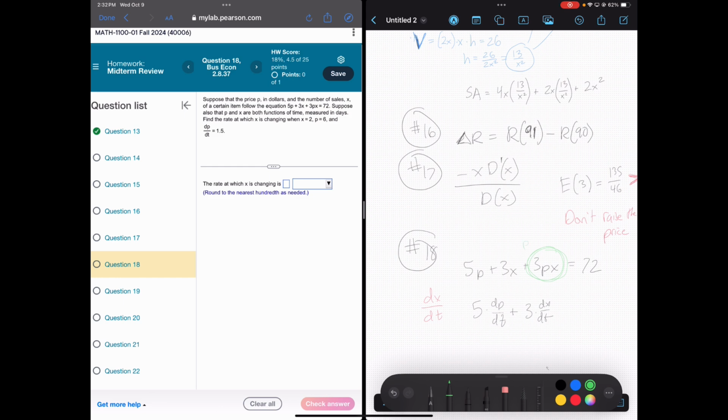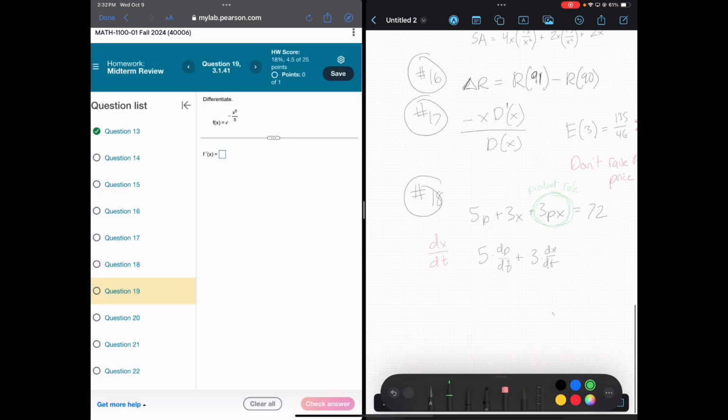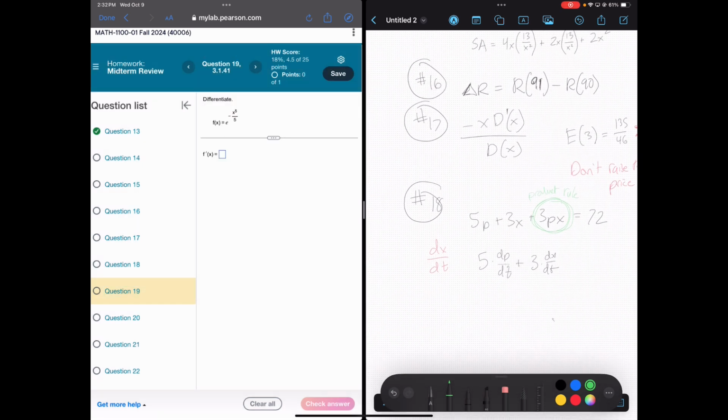Product rule. This is going to require product rule, so just be careful about that. Okay, moving on. We don't have time. Okay. Differentiate e to the negative x to the 5th over 5.